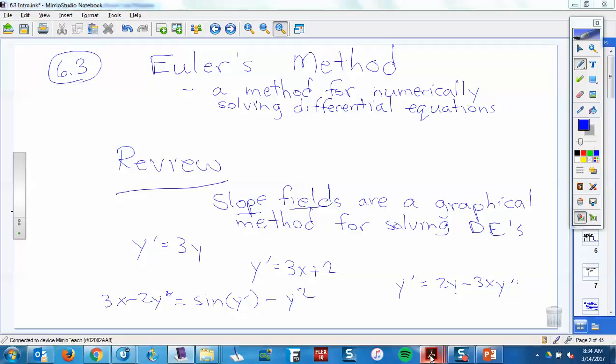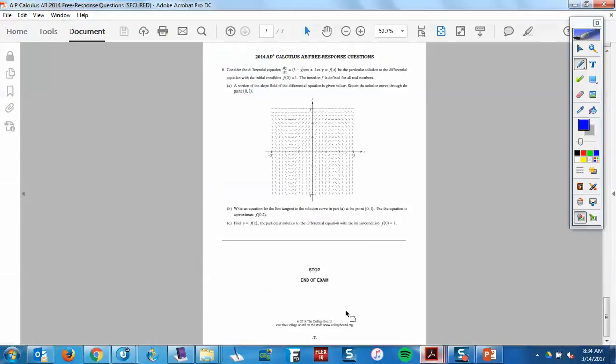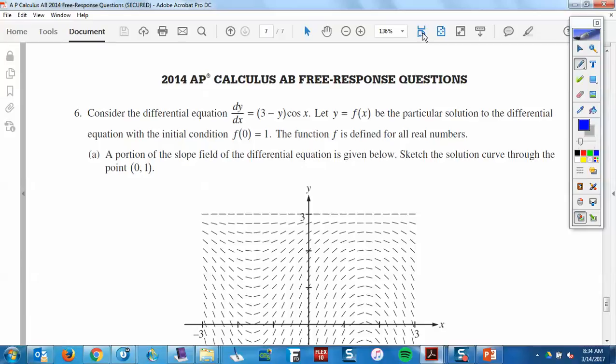So if we pull up, I'm not going to hand them out right now, but this is the 2014 AP test. If I look at question number 6 on the 2014 AP test, here is a differential equation. Notice it's a mixture of x's and y's. This is not one we know how to solve right now. In chapter 7, we're going to learn how to solve it.